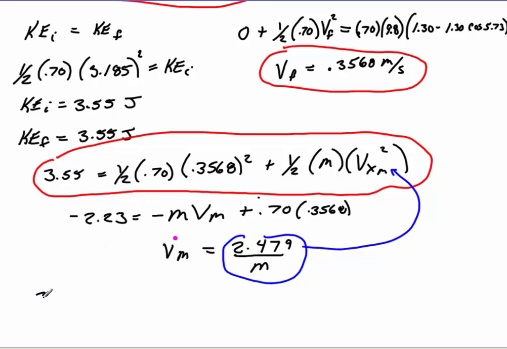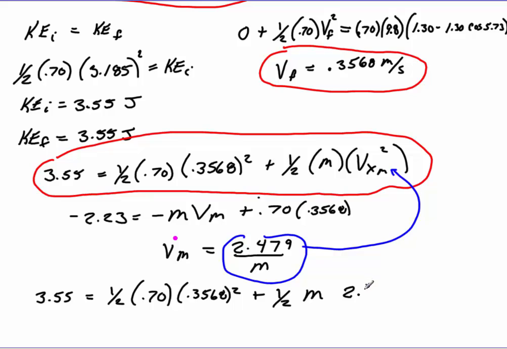That's going to give me 3.55 is equal to 1/2 times 0.70 times 0.3568 squared plus 1/2 times my mass times 2.479 squared over mass squared. You can cancel out a mass here, cancel out the square here. So now you have one equation, you have one unknown, and all you have to do is solve it.